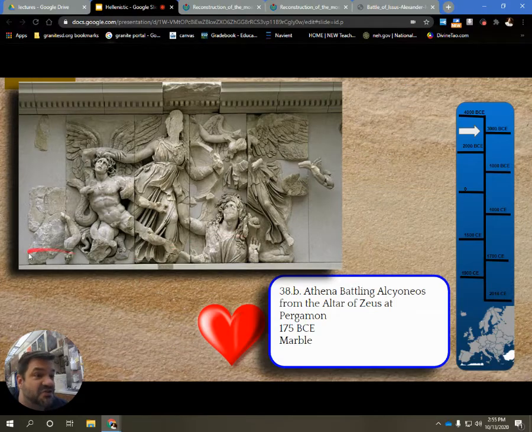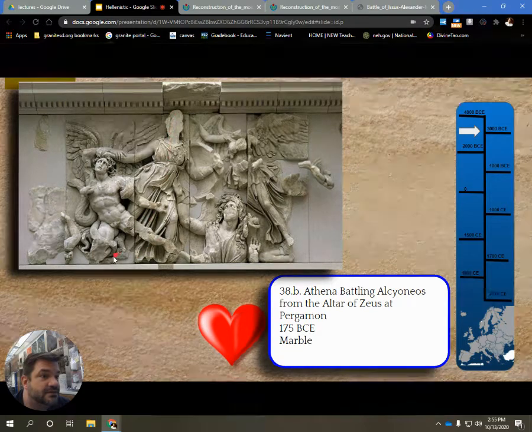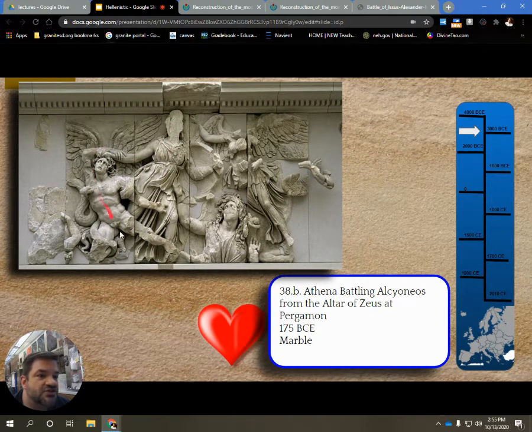Okay? So in this moment, AP wants us to take a look at this scene from that frieze on the altar of Zeus. So this is Athena. And she's grabbing one of the giants. And you can tell he's one of the giants because he's got animal parts. Here's some snaky parts and here's some wings. And you can tell, so he's the bad guy.